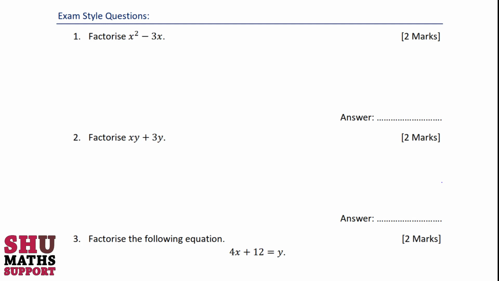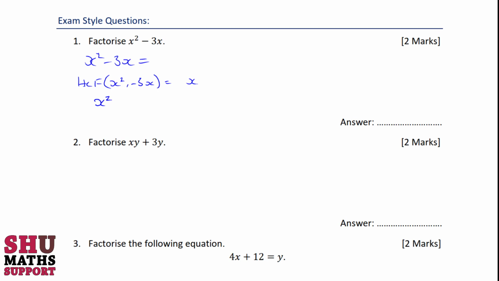So the first question asks us to factorize x squared minus 3x. So we should be able to do this quite easily, as it's very similar to the ones we've done. So we have x squared minus 3x is equal to, so if we find the highest common factor of x squared and minus 3x, we can notice that there's an x in both terms, so we know an x is involved. And the first term is x squared and the second term is minus 3. So that means we have 1 and minus 3, which means the highest common factor there is 1. So we have 1x.